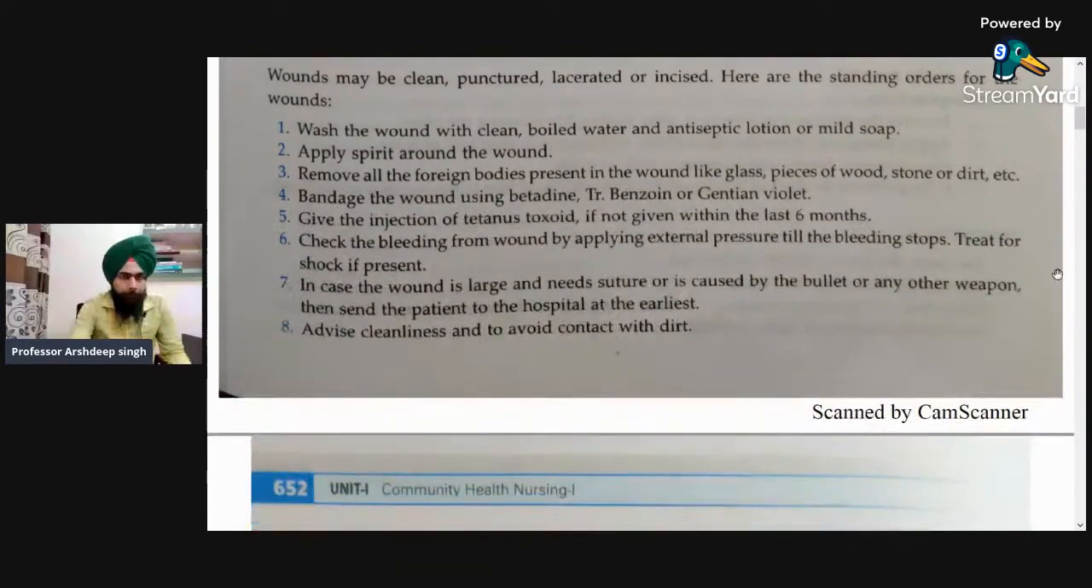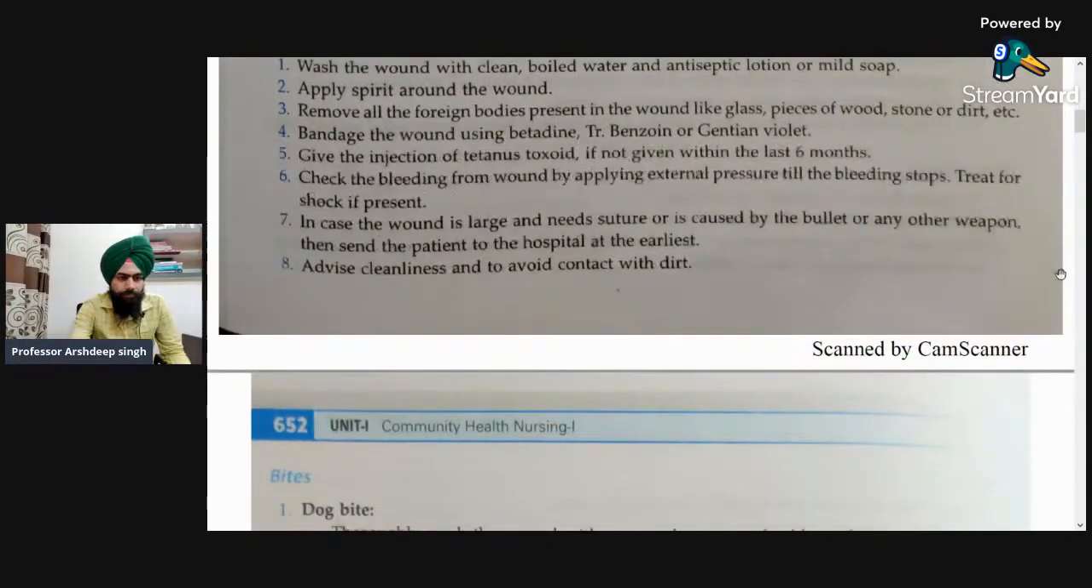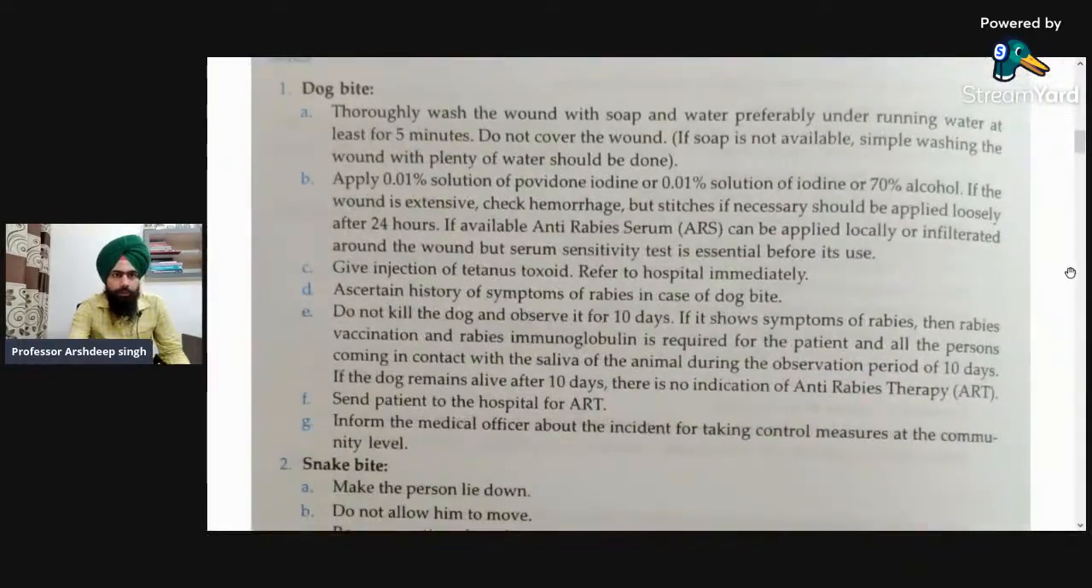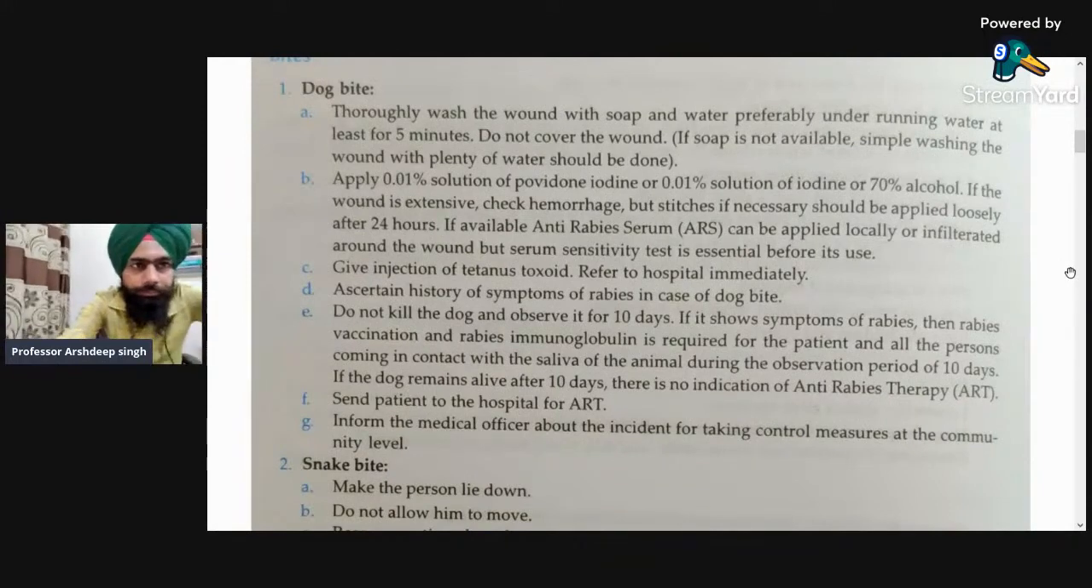Next, dog bite. Okay, so the next point is the dog bite.